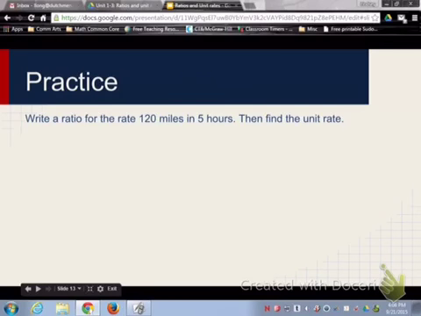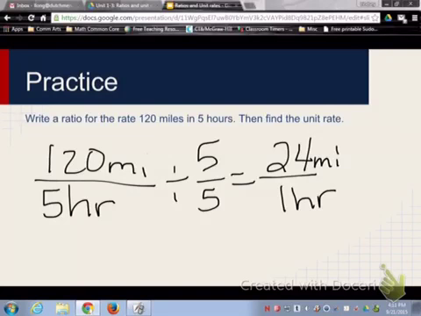Now it's your turn to practice. Write a ratio for the rate 120 miles in 5 hours. Then find the unit rate. So now you can check your answer.